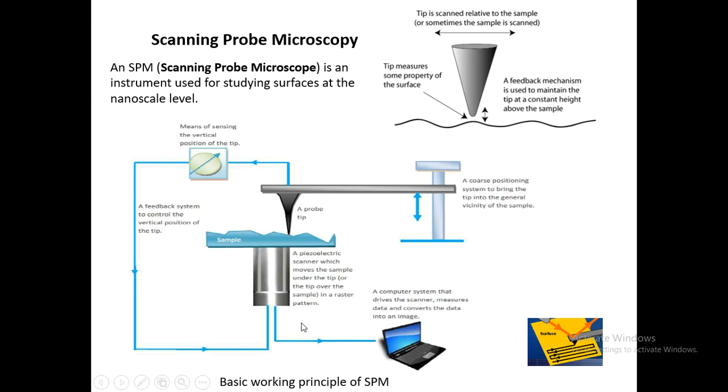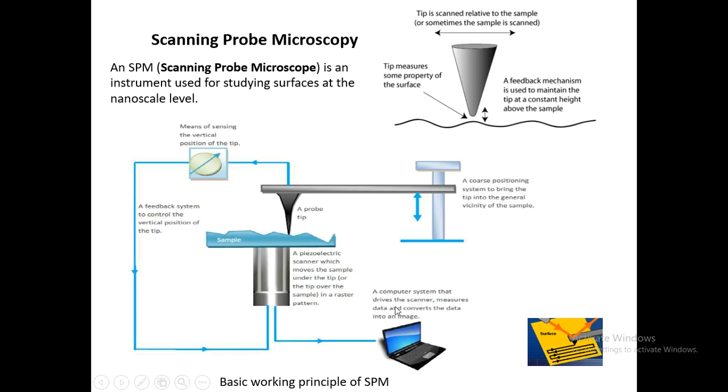A piezoelectric scanner moves the sample under the tip in a raster pattern. This is the raster pattern in which the movement of the sample takes place by the use of the piezoelectric scanner, and a computer system that drives the scanner measures the data and converts the data into an image.